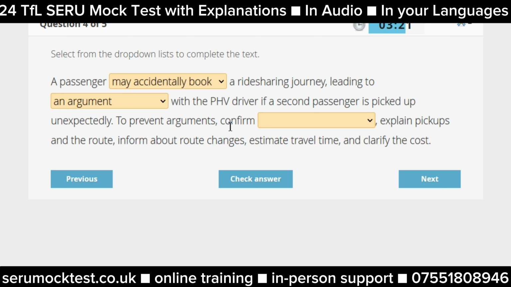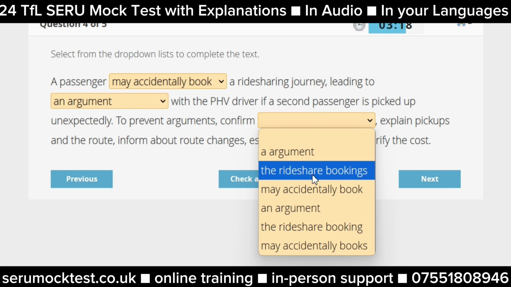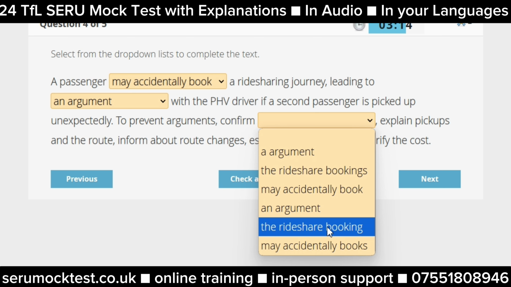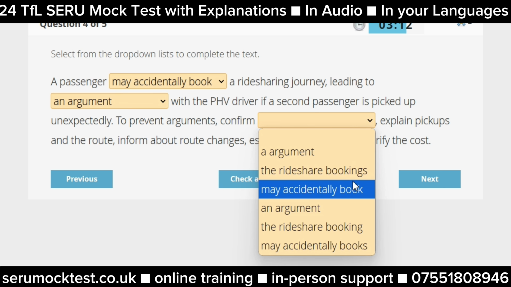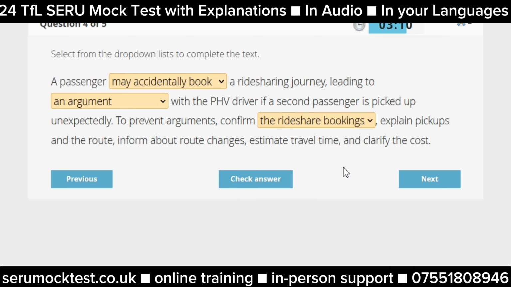To prevent arguments: confirm the ride share bookings. Now we have to look at the form of the sentence. Confirm the ride share bookings, explain pickups and the route, inform about route changes, estimate travel, and clarify the what? Cost.